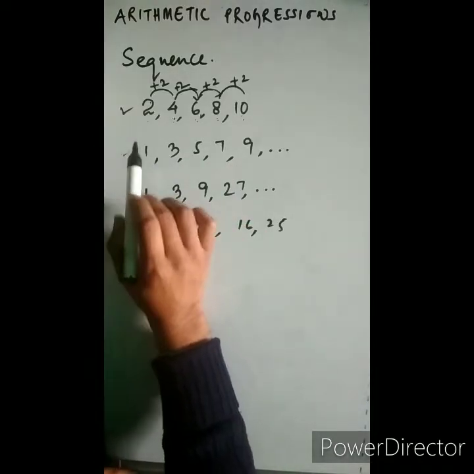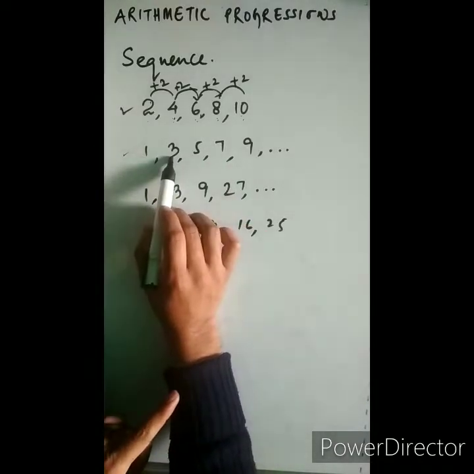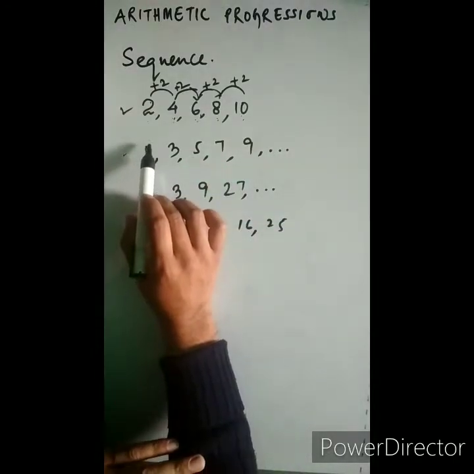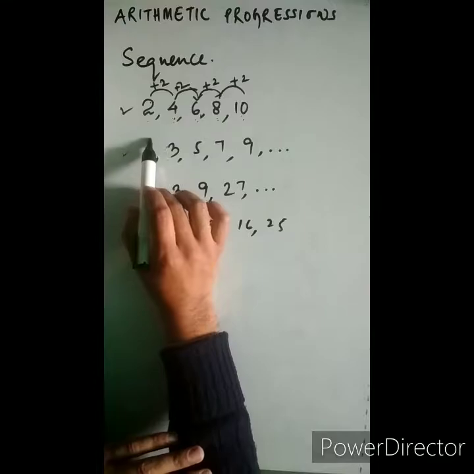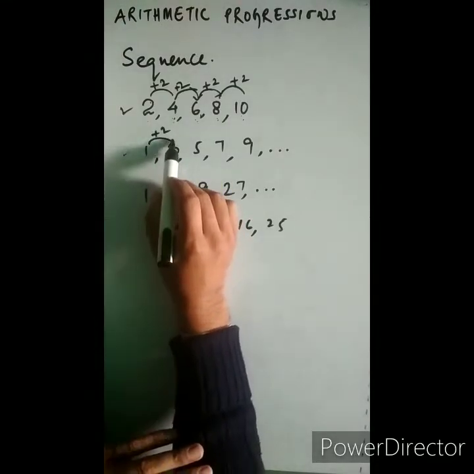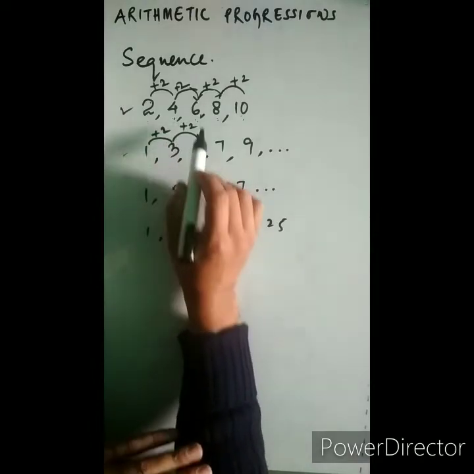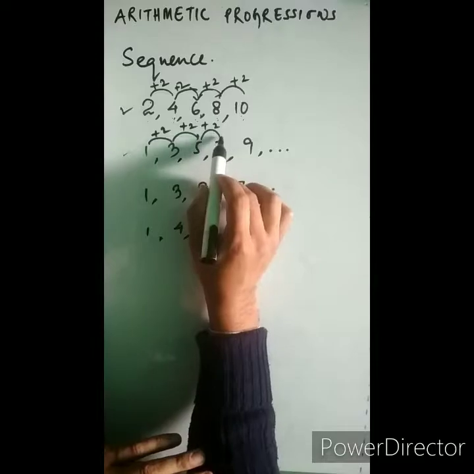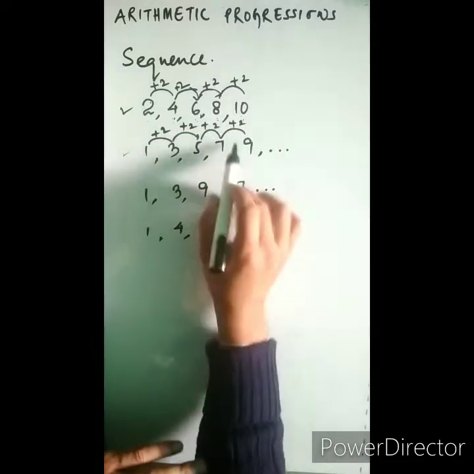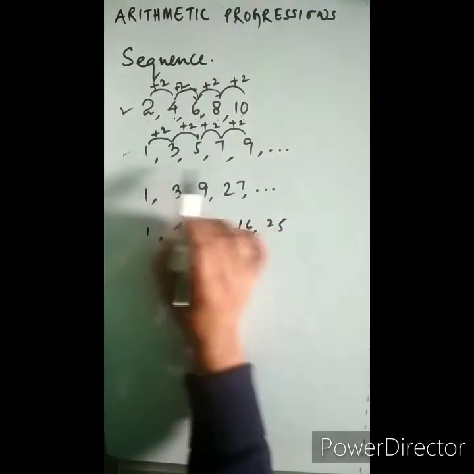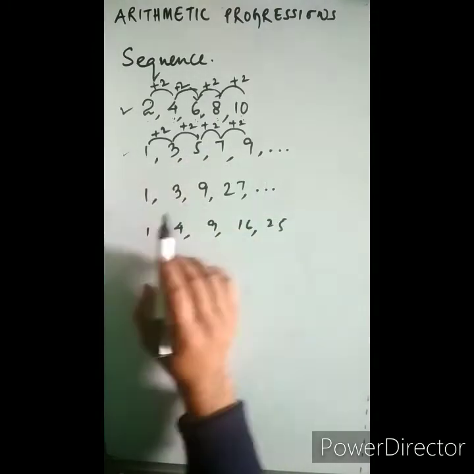So now let us observe the second one again. 1, 3, 5, 7, 9, and so on. Here 1 plus 2, I'm getting 3. 3 plus 2, I'm getting 5. 5 plus 2, I'm getting 7. Then 7 plus 2, I'm getting 9. Here also I'm following a rule, and we have arranged the numbers.